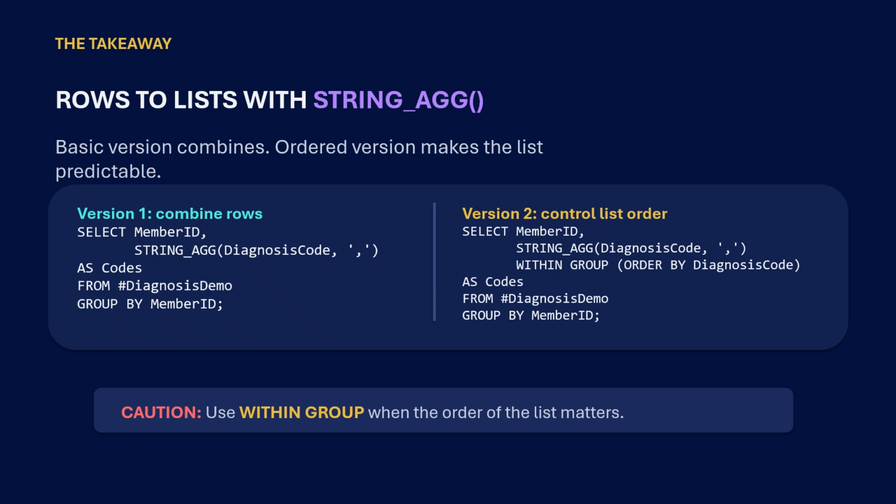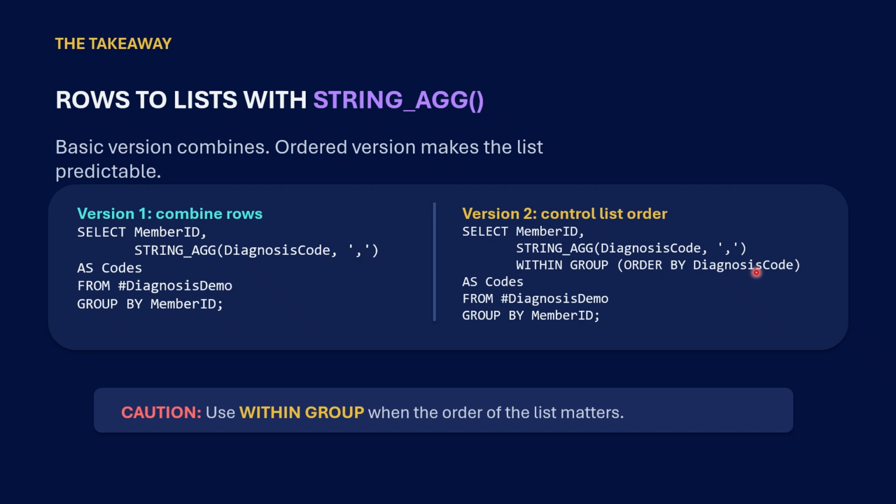The big takeaway is simple. STRING_AGG turns multiple rows into one list. The basic version is great when you just need the values combined. But if the order of the list matters, do not rely on whatever order appears today. Make the order explicit with WITHIN GROUP. In this example, that means the diagnosis codes list becomes predictable every time the query runs.